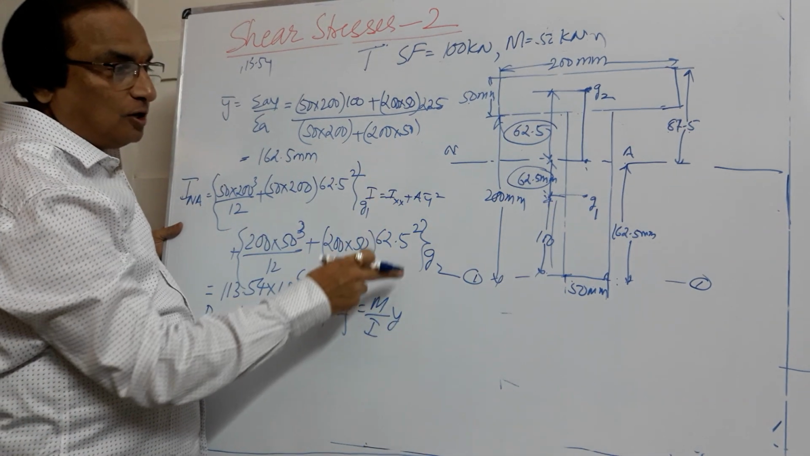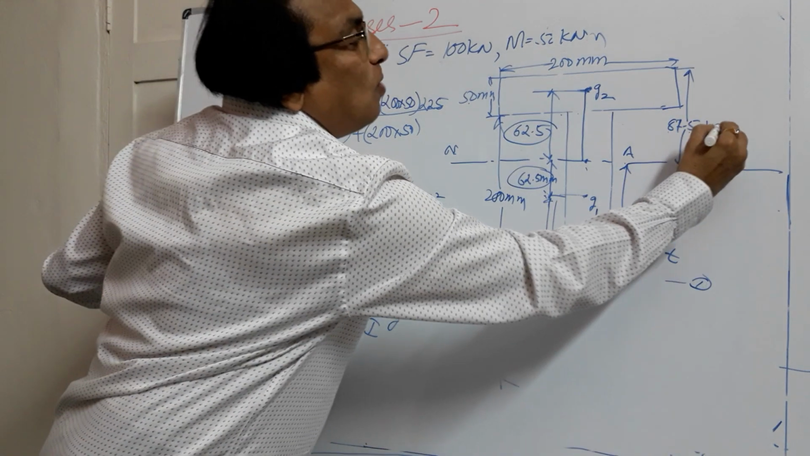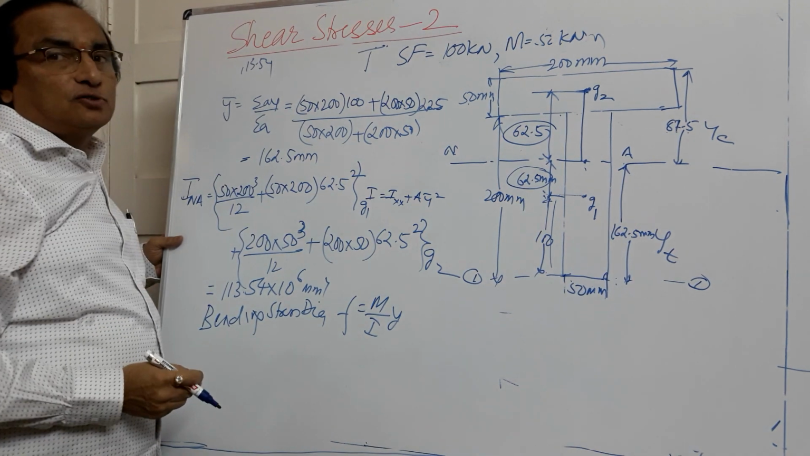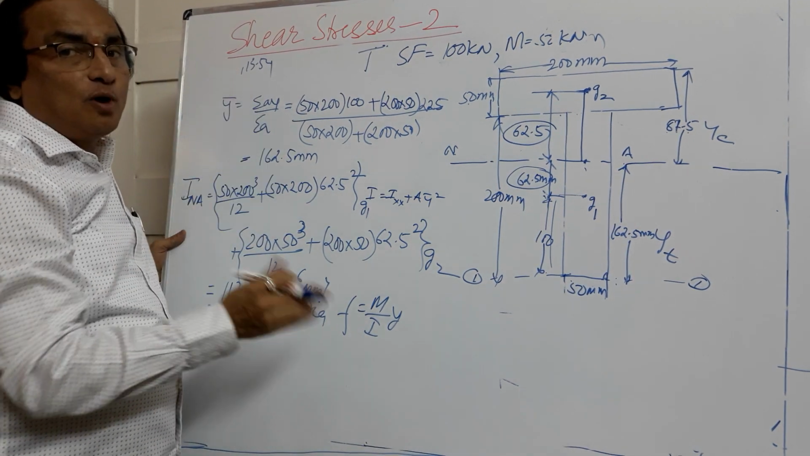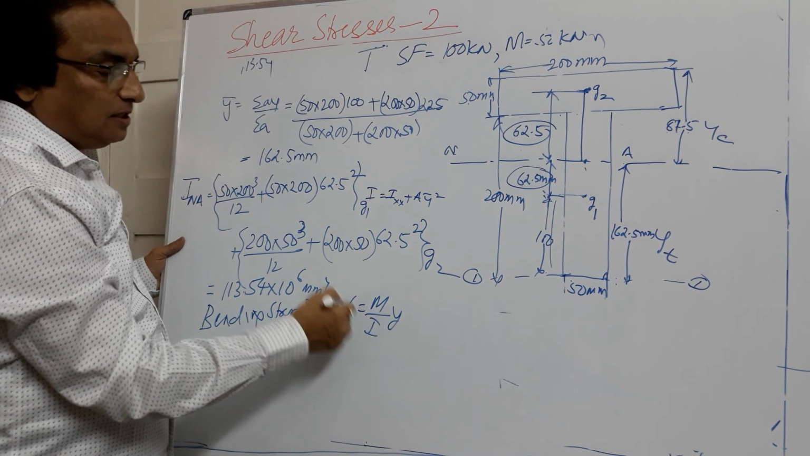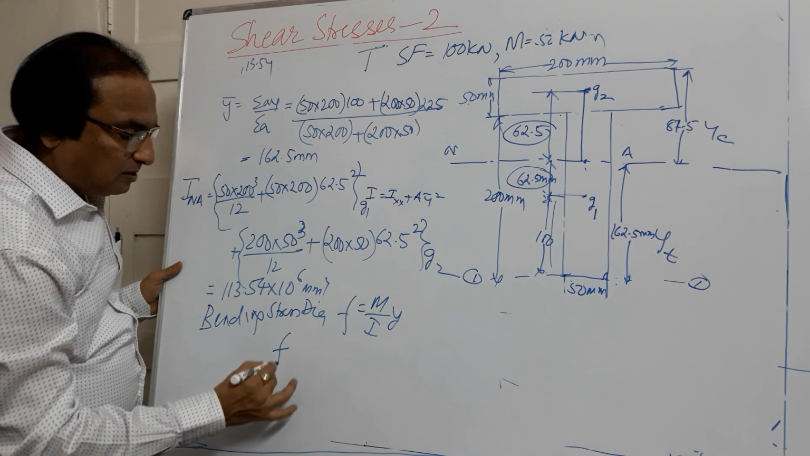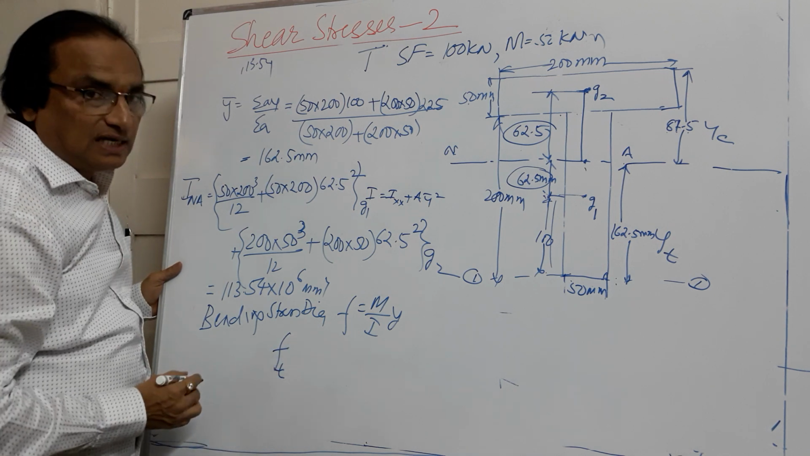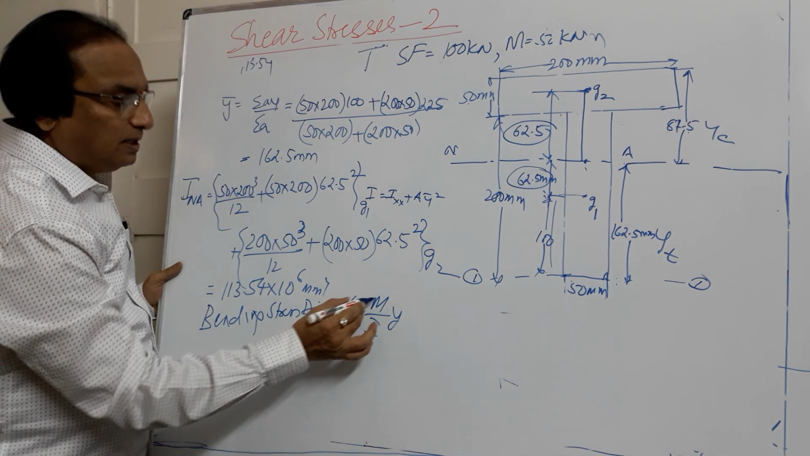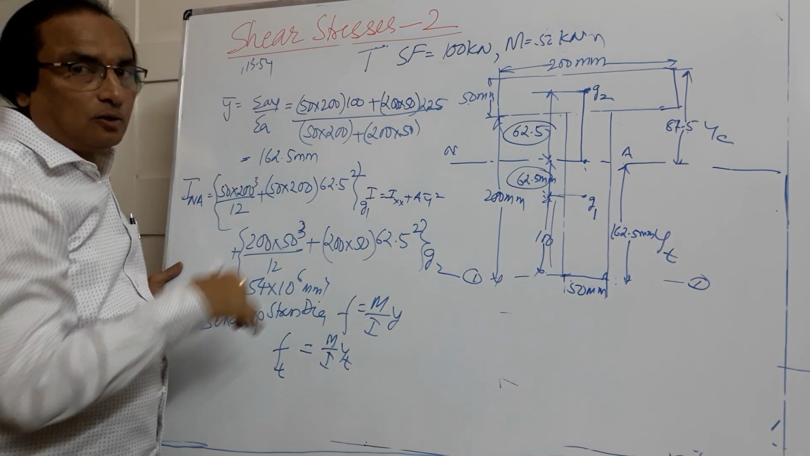Now in this problem, this YT and this YC are different, so the bending stress at the top and bottom will be different. We will substitute the value of Y, which will be changing, so that you get FC and FT. Suppose I want to find the bending stress at the bottom, that is tension. This will be equal to M by I into YT, the lower part.